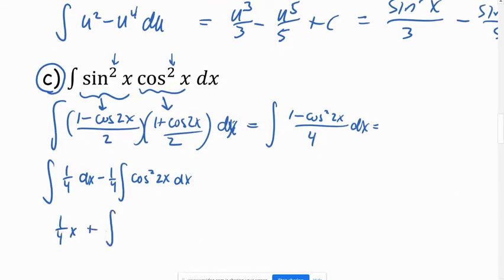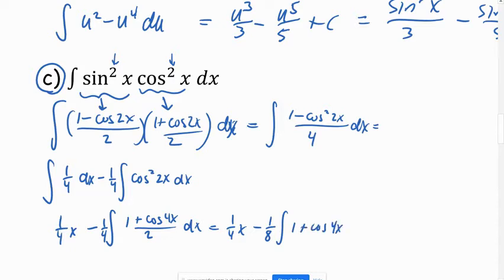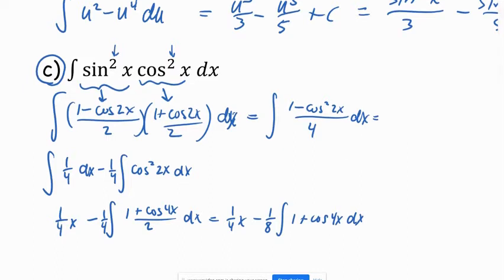The second integral we can write, we can use the same identity we did before, so that's going to make this 1 plus cosine of 4x over 2. And then it's more of the same process. So now we have minus 1/8 integral of 1 dx, or let's just say 1 plus cosine of 4x dx. And now we have an integral that we can evaluate.